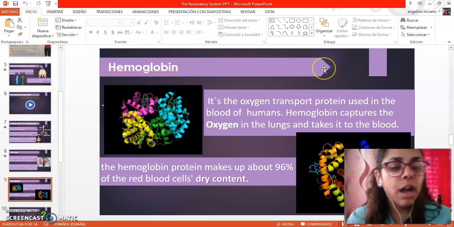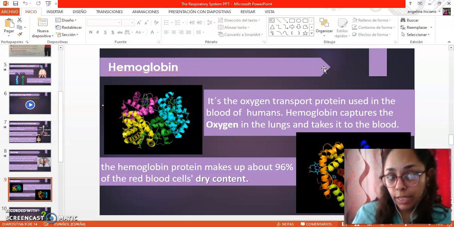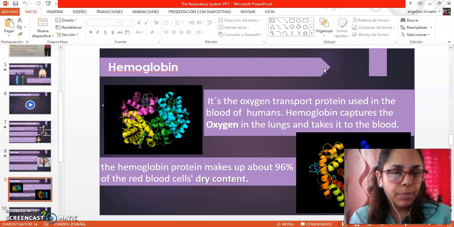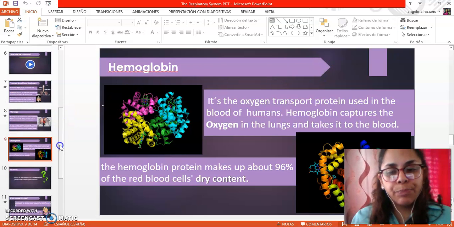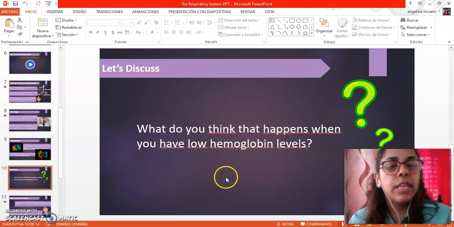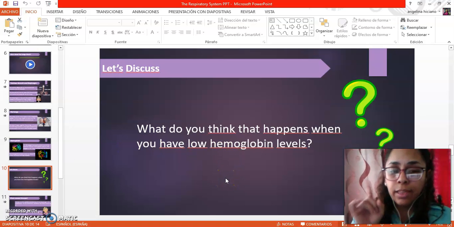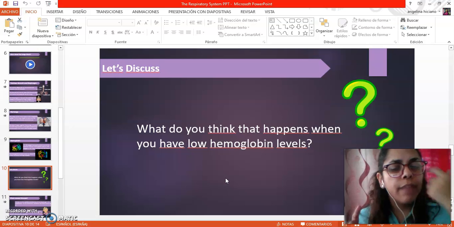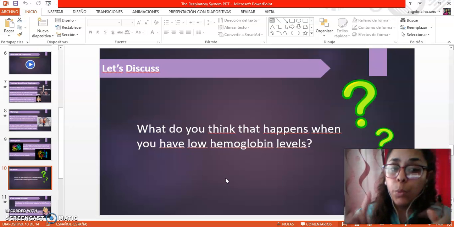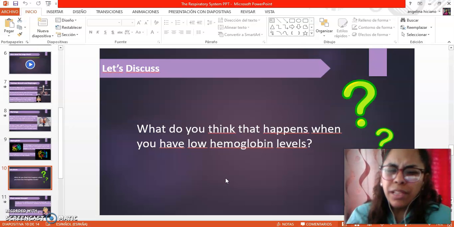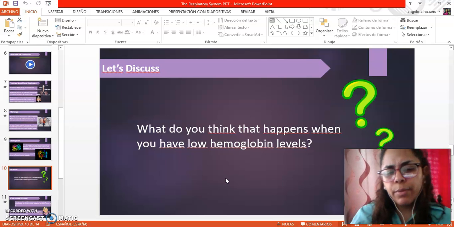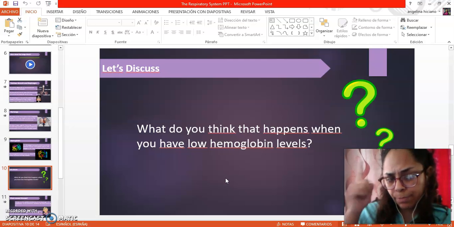So the hemoglobin is the oxygen transport protein used in the blood of humans. Hemoglobin captures the oxygen in the lungs and takes it into the blood. Okay? So knowing this, I'm going to need you to ask yourself this question, and I'm going to be asking this question in our next class. What do you think happens when you have low hemoglobin levels? We know that hemoglobin takes the oxygen into the body. So what is going to happen if we have low hemoglobin levels? Think, okay?